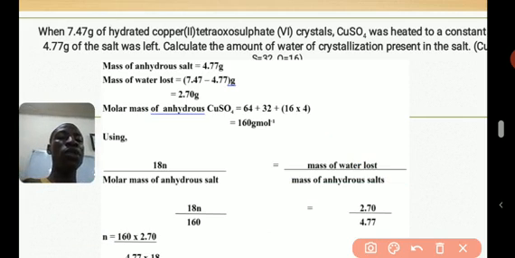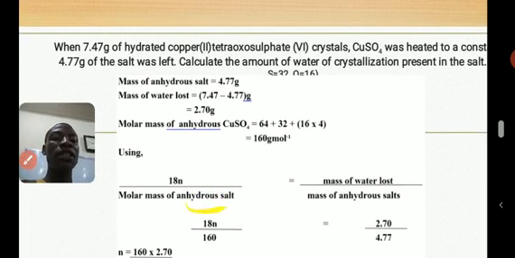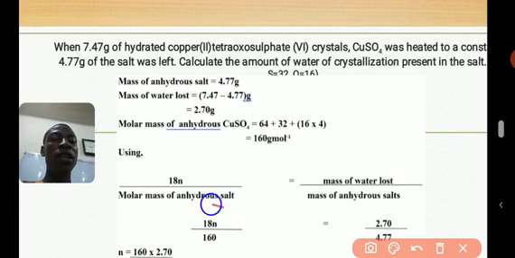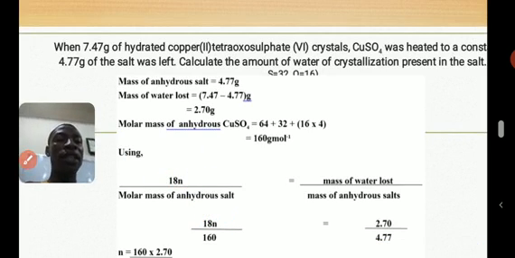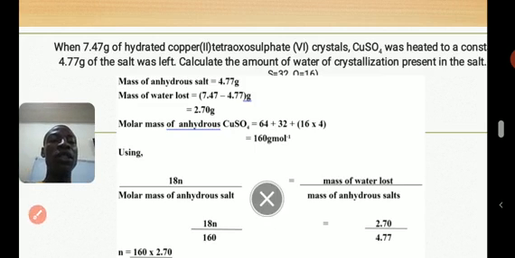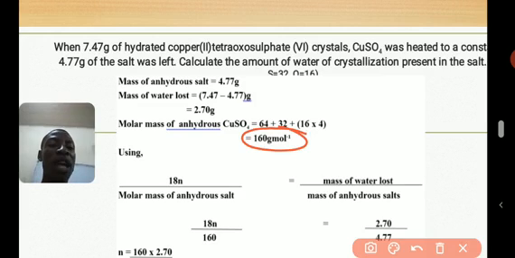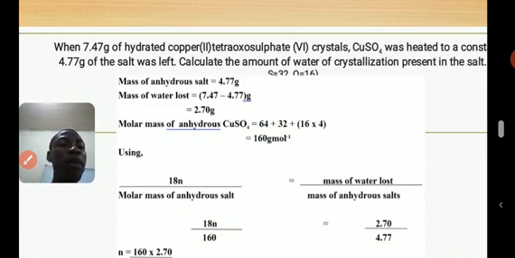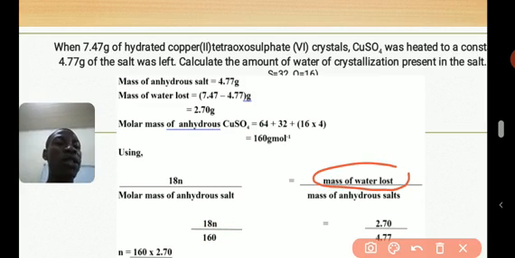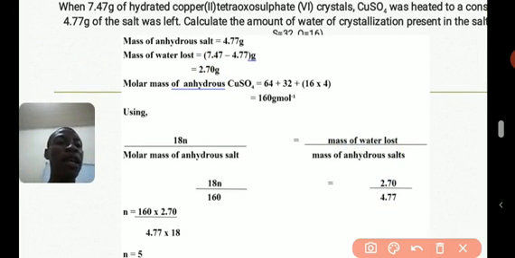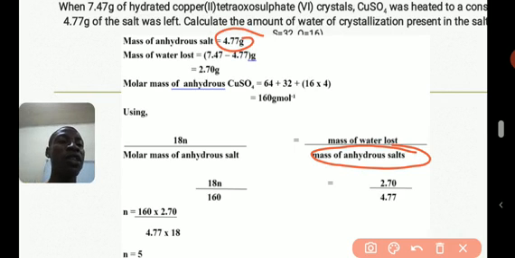So you now substitute 18N. This 18N is from here, right? The molar mass of the anhydrous salt is 160. This is the 160 and this is the 160. Now, the mass of water that was lost is 2.70 gram, and that's 2.70 gram, right? Then, finally, mass of anhydrous salt. This is the mass of anhydrous salt. That's 4.70 gram. So you solve for N.